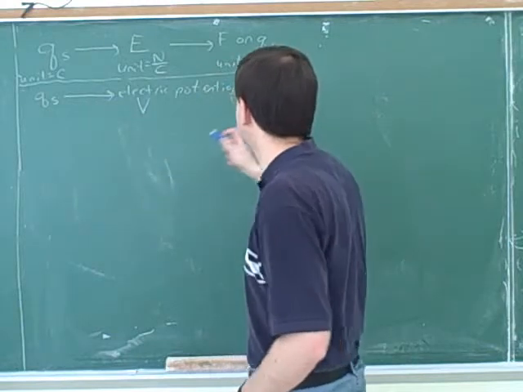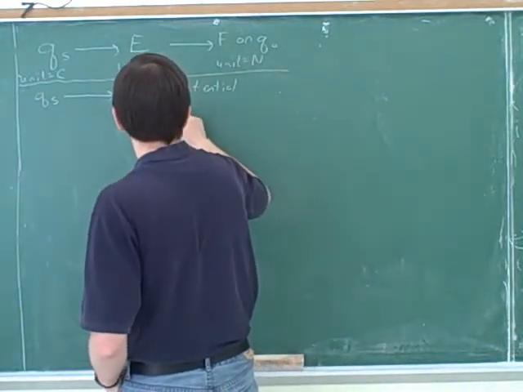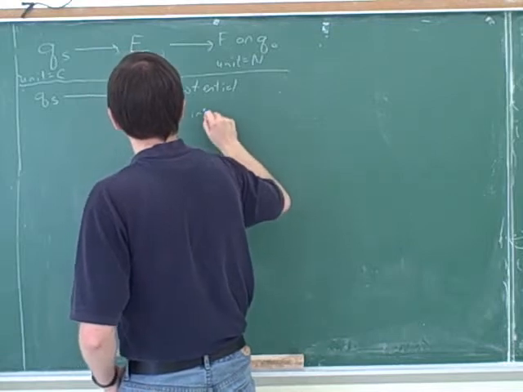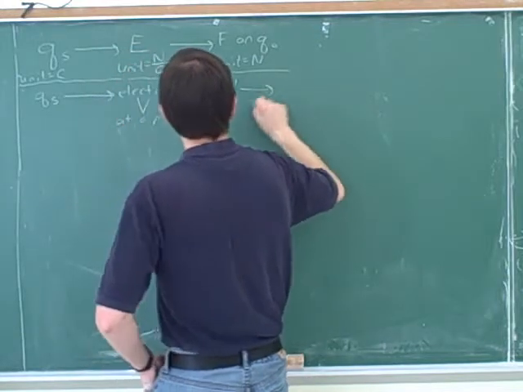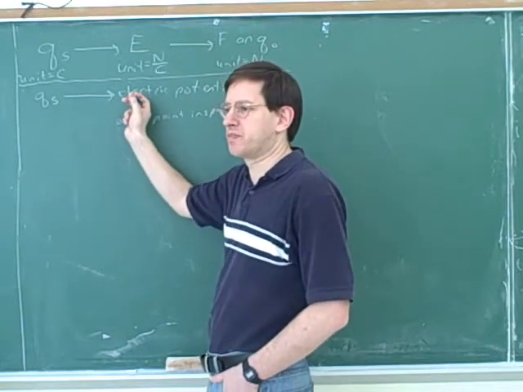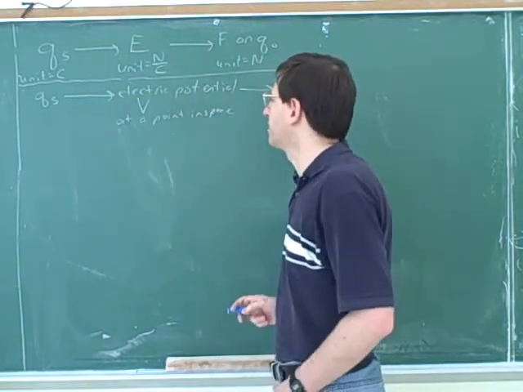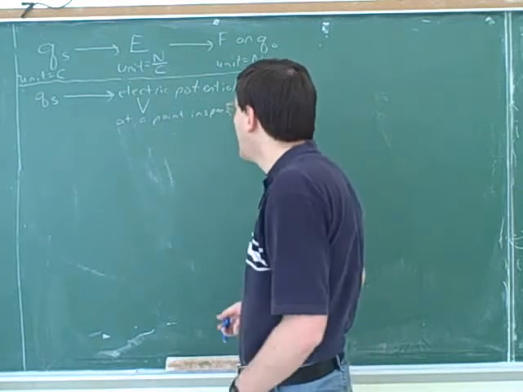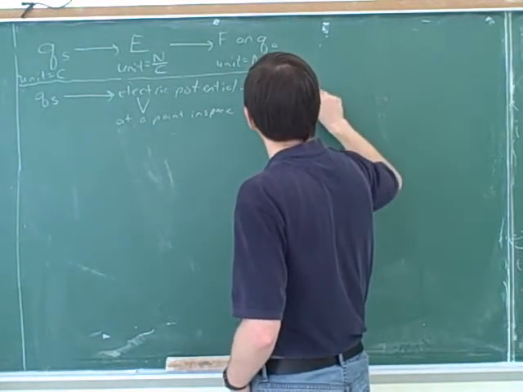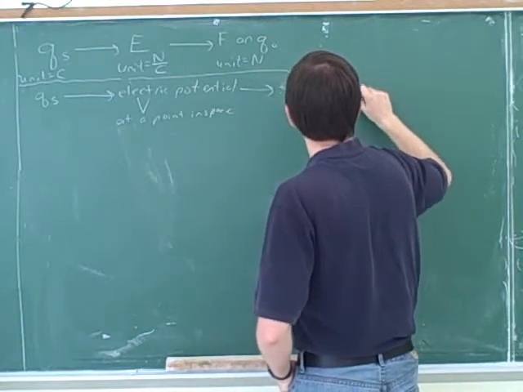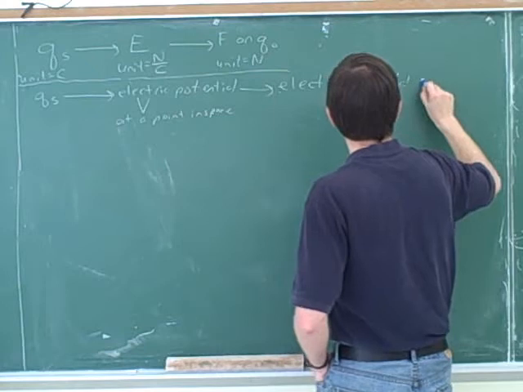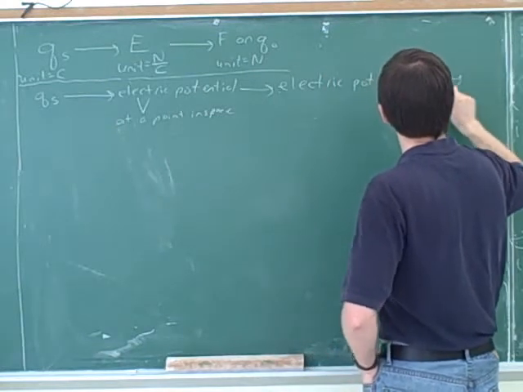The symbol for that is V. Just like the electric field is a property of space, the electric potential is also a property of space. It's not a property of an object, but of the space. And then you can use the potential to figure out what the electric potential energy would be.